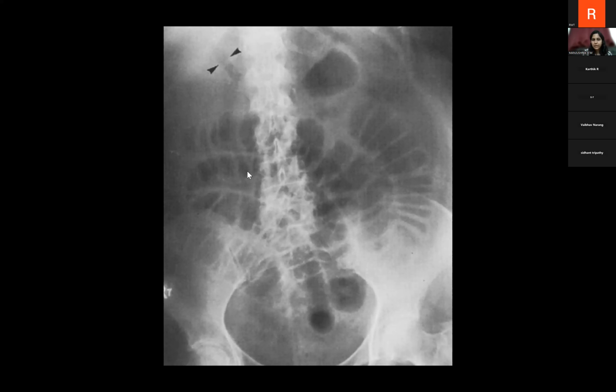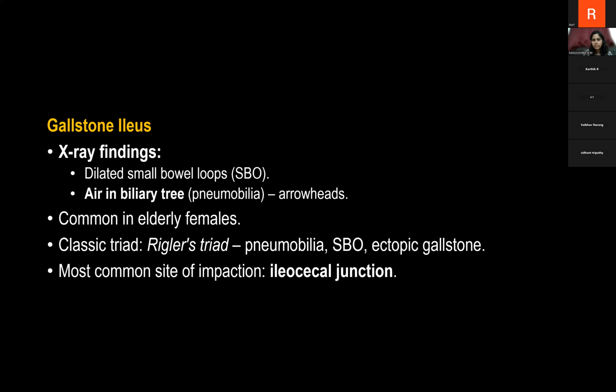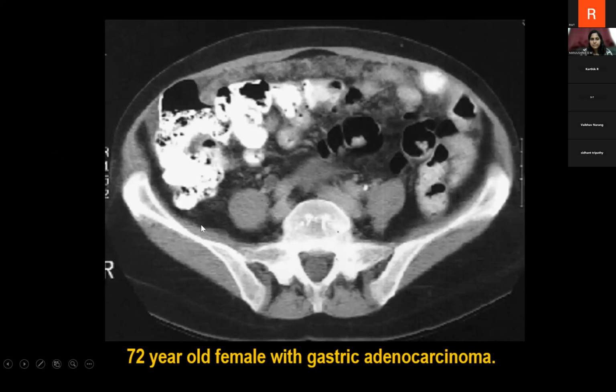Rigler's: there'll be dilated small bowel loops, there'll be air in the biliary tree. It's commonly seen in elderly females. And when we have all these three things, that is pneumobilia, small bowel obstruction, and ectopic gallstones, it is called Rigler's triad. And the most common site of impaction is the ileocecal junction. Okay. Next spotter. We'll wait for 30 seconds.